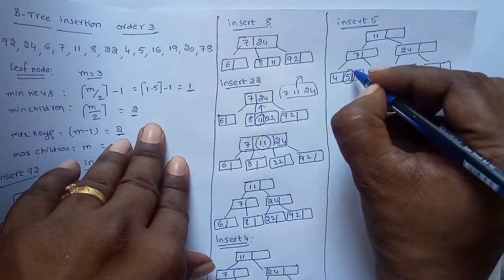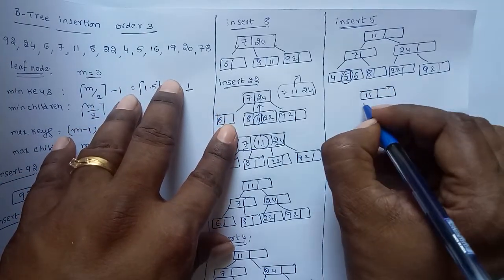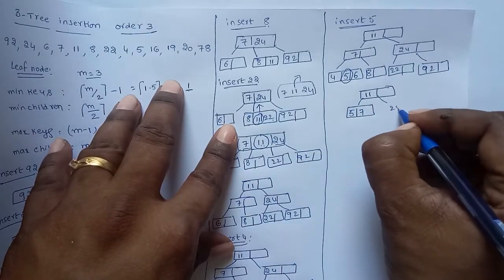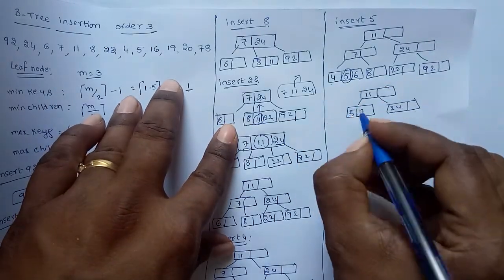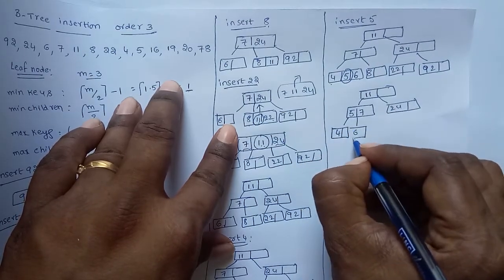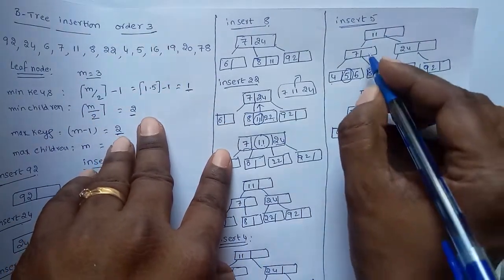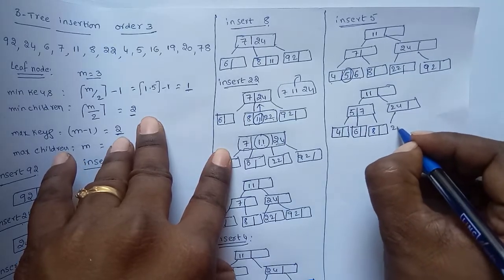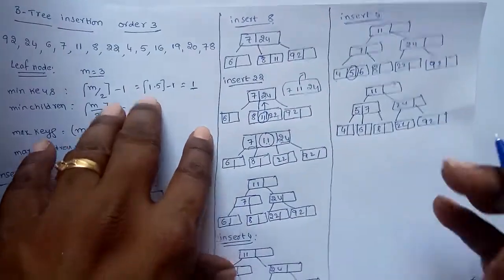Now it violates the property. Move 5 to the parent. 11, 5 and 7, 24. After moving, 4 is the left child for 5, 6 is the right child for 5. And for 7, automatically 6 is the left child and 8 is already present. 8 is the right child. Okay, insert 5 is completed.